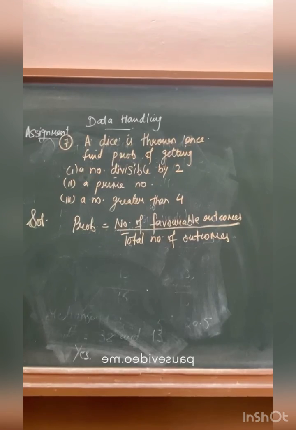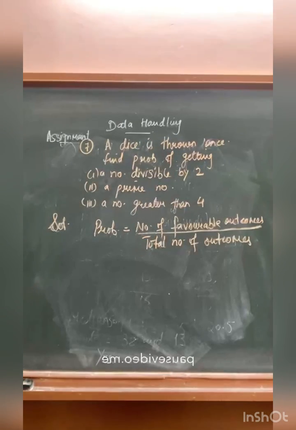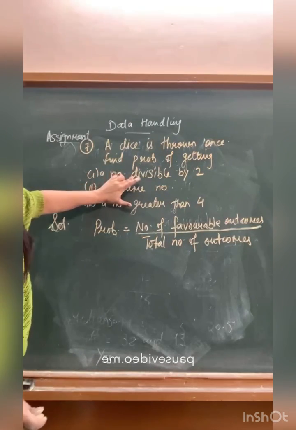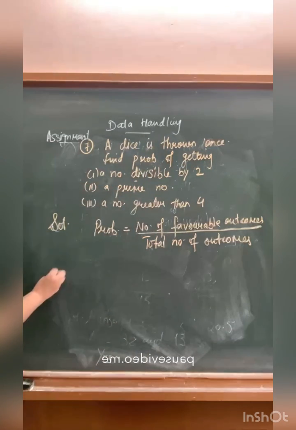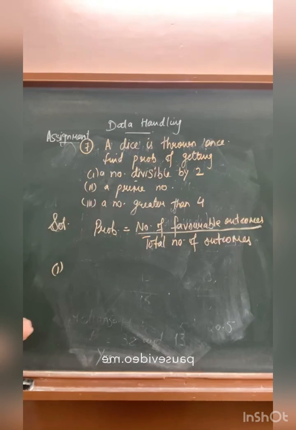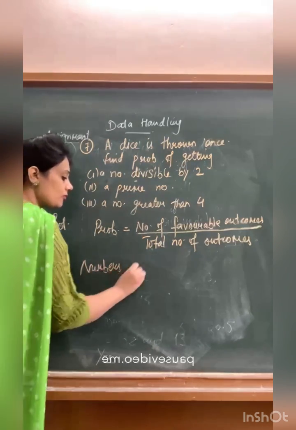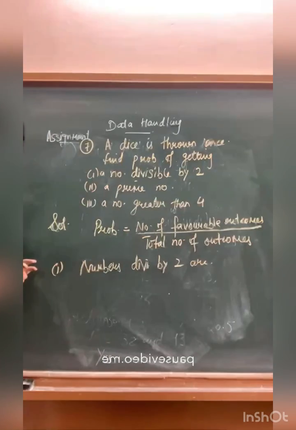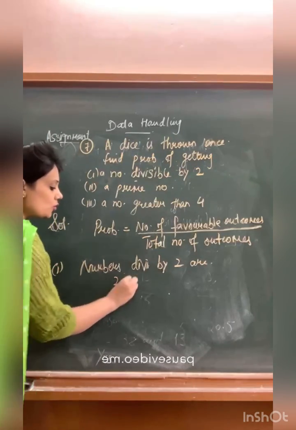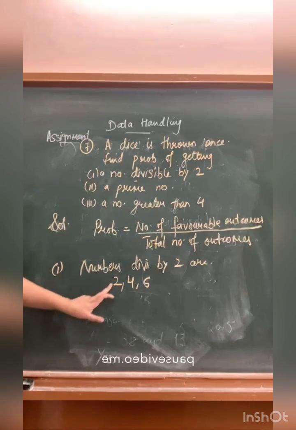Now next we have to answer the first part. First part is: if we throw a dice, what is the probability that we get a number which is divisible by 2? So first of all we have to see how many numbers are there which are divisible by 2 from 1 to 6. How many numbers are divisible by 2? 2, 4 and 6. Divisible by 2 numbers from 1 to 6 are 2, 4, 6.